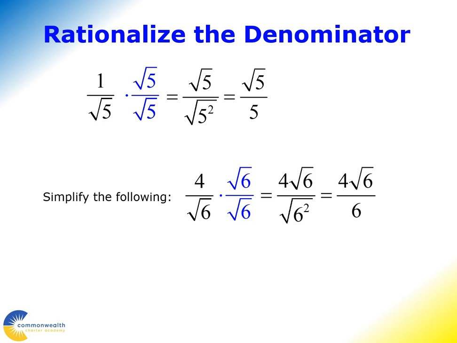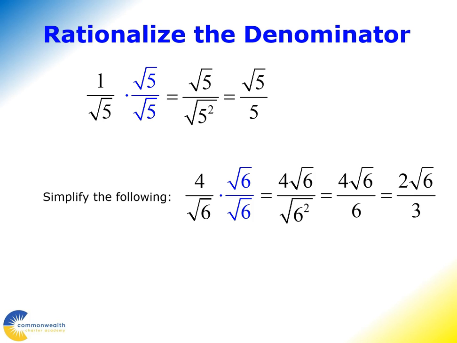So, yes, the radical parts are all simplified. I have the smallest possible number underneath the square root symbol. I don't have any radical in the denominator. But the 4 on top and the 6 on bottom are both divisible by 2. And so I should divide both of them by 2 to get 2 square root 6 over 3. That is the simplified form of that fraction.